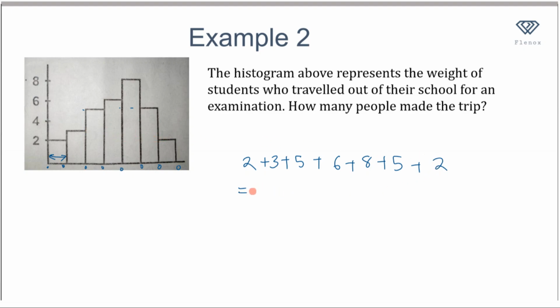Now when we sum all this together, we get what? 31. So what does that mean? It means that the total number of people that traveled for this trip, there were 31 students altogether, which is the sum of the frequencies for each weight range.